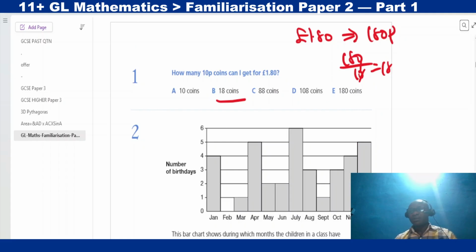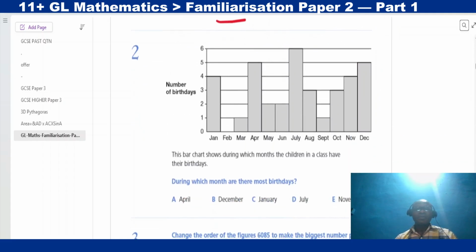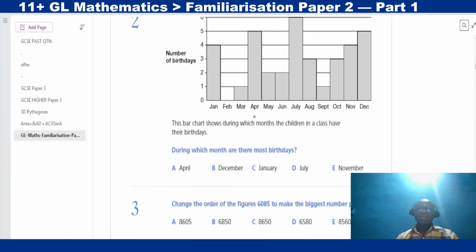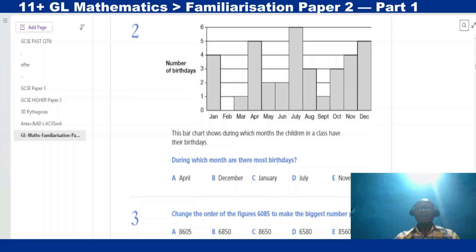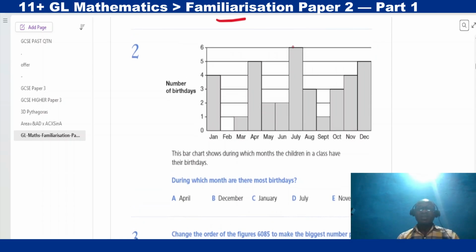Question number 2. The question has asked us, given the chart, during which month are the most birthdays? So the most birthdays occurred at the tallest bar, and the tallest bar here is this. Therefore, you can see that the month, if we trace it down, is July. So the correct option for question number 2 is July.